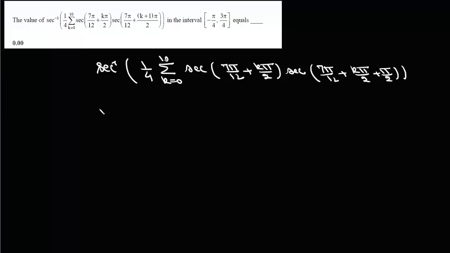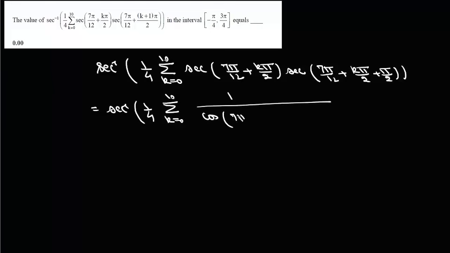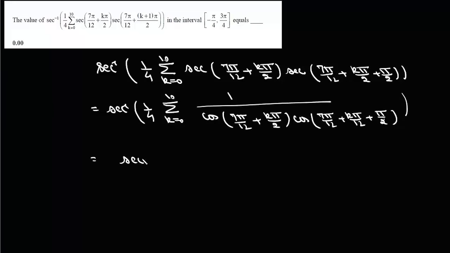Now we'll change them in cos, so we can write secant inverse 1 by 4, and then this summation k varies from 0 to 10, and this is 1 upon cos 7 pi by 12 plus k pi by 12, and this is cos 7 pi by 12 plus k pi by 12 plus pi by 2. Now cos 90 plus theta is minus sine theta. So we'll take minus sign, so it will be this secant inverse.